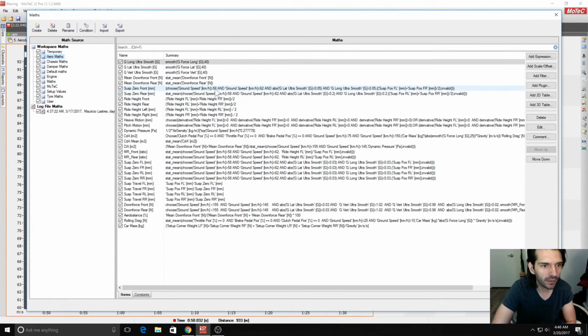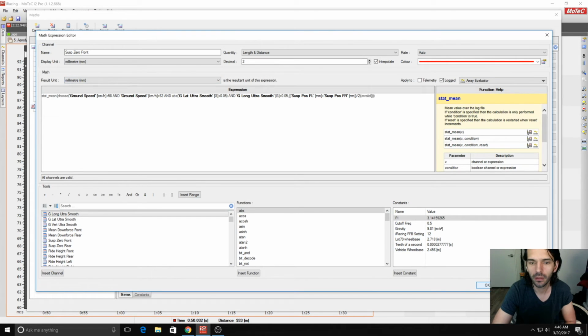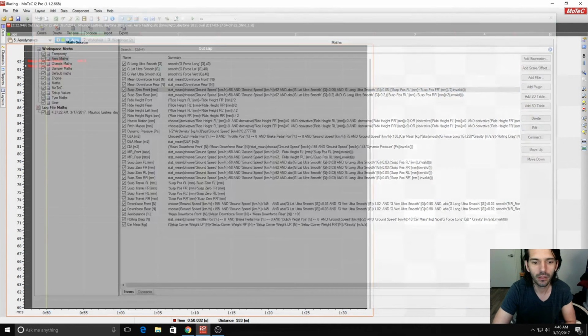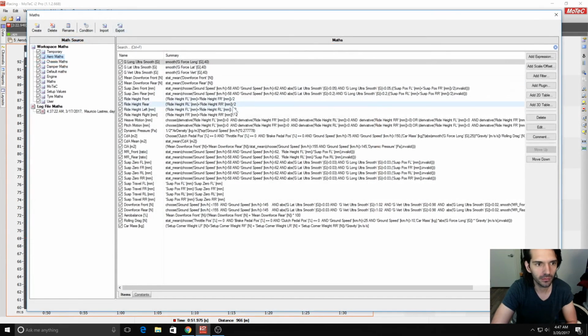We'll bring back the stat mean so it'll work properly. Now it should just be a constant value. So now it's 69.08 millimeters, and that is our 0 position for the suspension. From there, we needed to calculate the motion ratio.